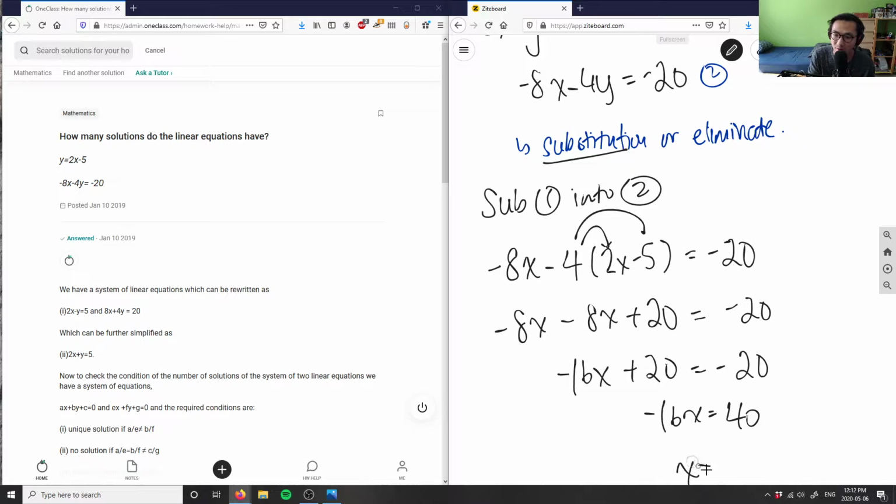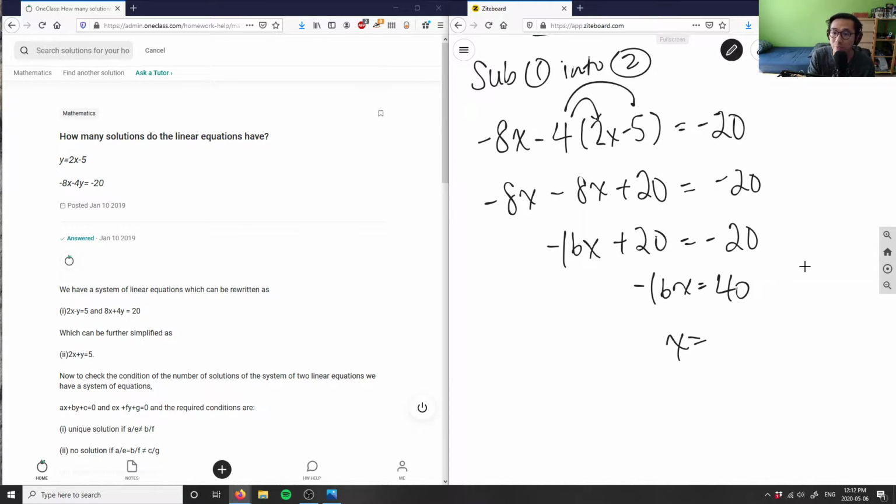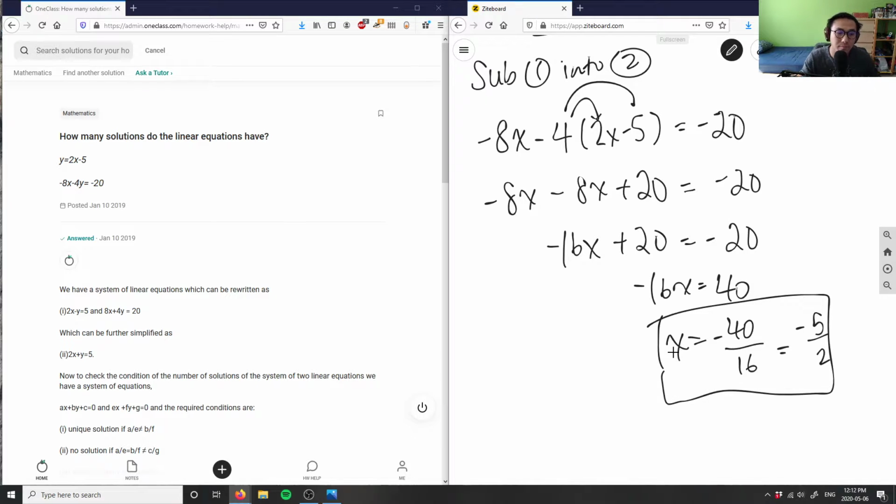And then finally, x here would equal negative 40 over 16, right? If I reduce this to lowest terms, I can divide both by 8 here. I would get 5 over 2. So this here is x equals negative 5 over 2.